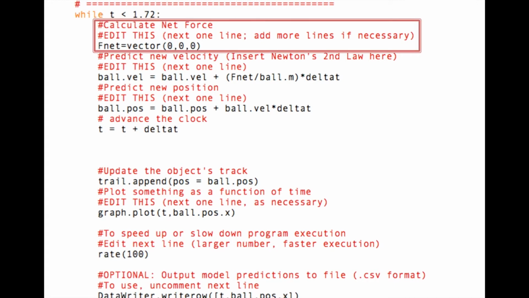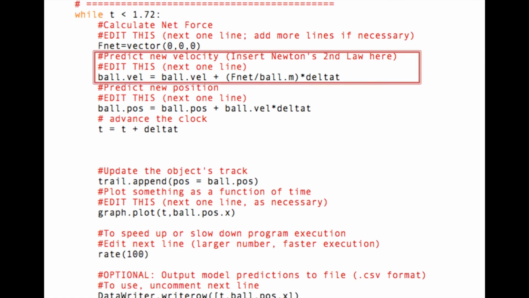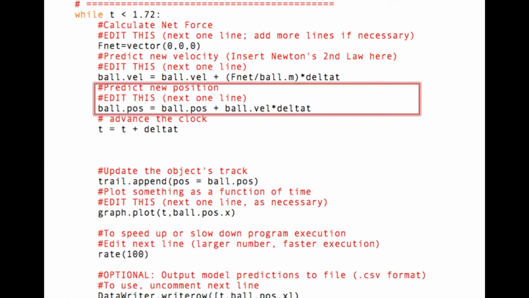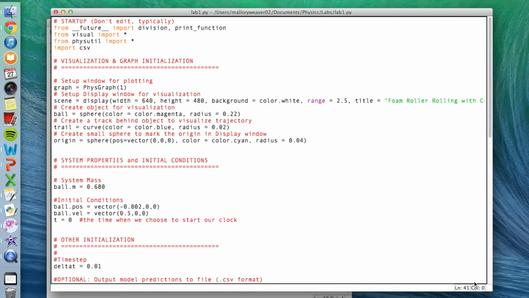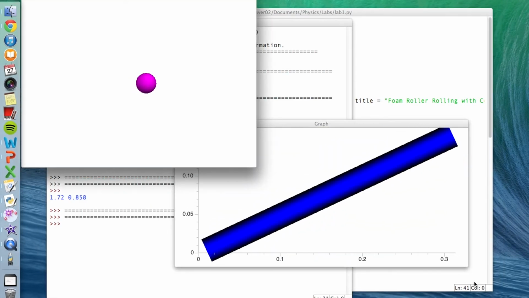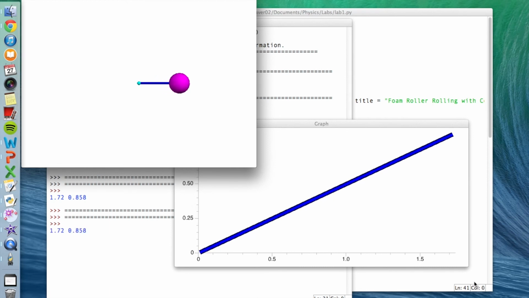Next, I edited the force vector to be a zero vector, as we are assuming the forces on the object in this experiment sum to zero. Next, I set the ball's velocity to be calculated by Newton's second law, using the variables from the assignment statements that were set in the initial conditions. The position vector statement was also rewritten to be calculated using the velocity from the previous statement. The last line was edited to uncomment the CSV writer so that data could be saved. When run, the program shows a model like this. It then saved a CSV file of all the time versus position data points.